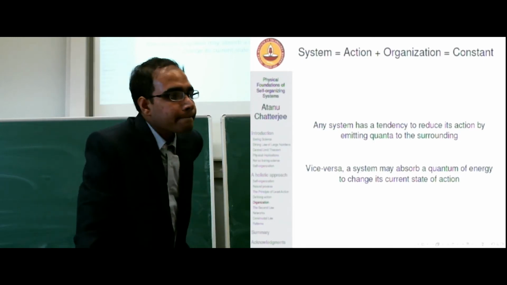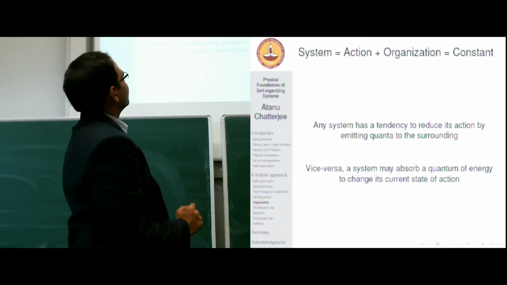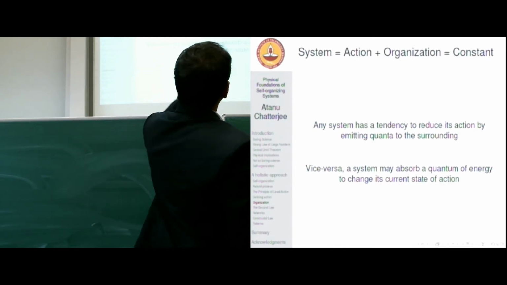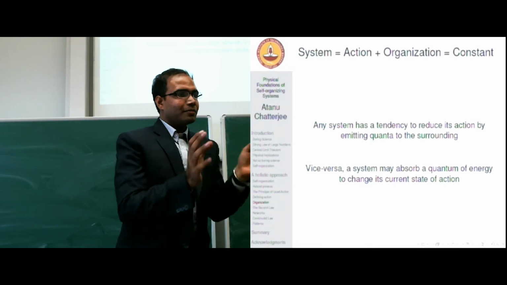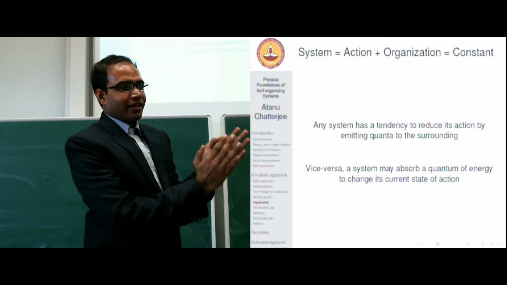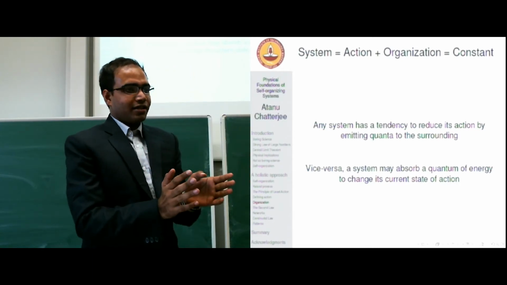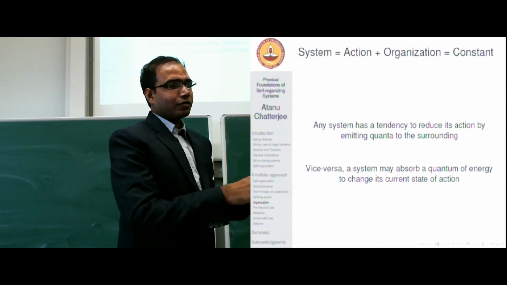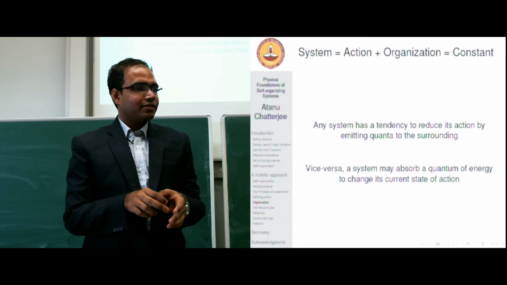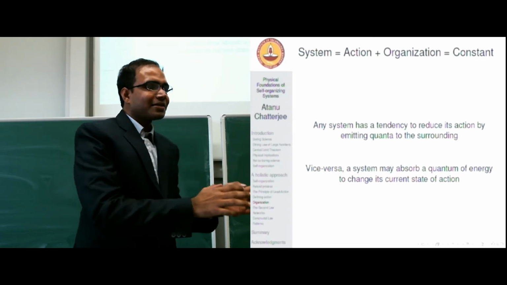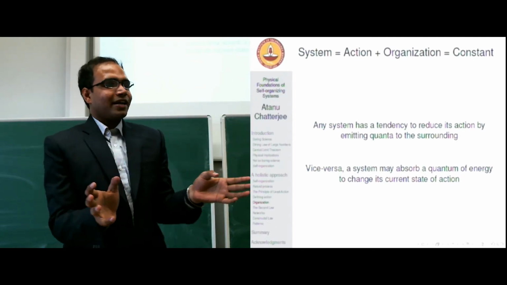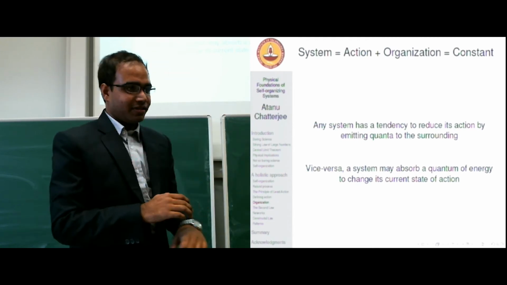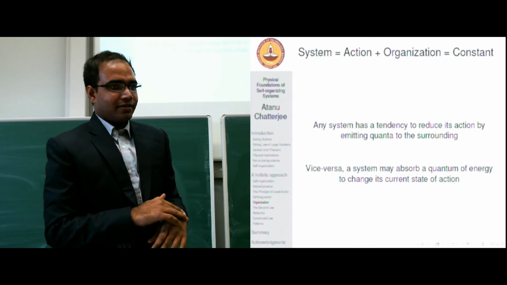And why is it equal to constant? It is equal to constant because it is a system. We have to make a boundary. We have action, we have organization, and we have a system. Now, if we have to define a system, we have to fix certain things. So we have fixed that the system is equal to some abstract constant, which is equal to the action and organization. How do you define action?